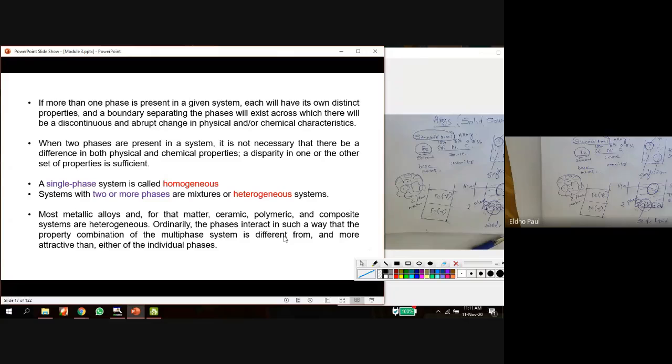Okay. So if more than one phase is present in a given system, each will have its own distinct property, and the boundary that separates these two phases will exist, across which there will be a discontinuous and abrupt change in the physical and chemical characteristics.